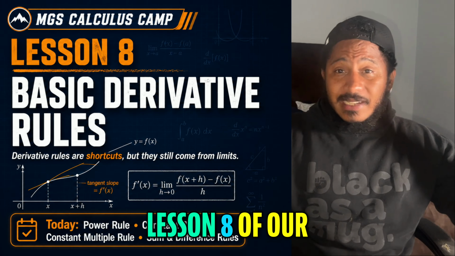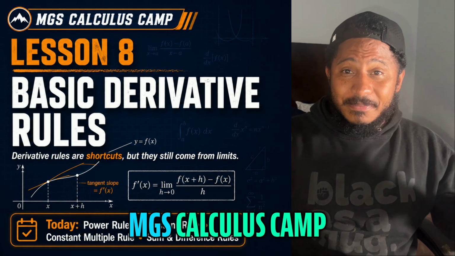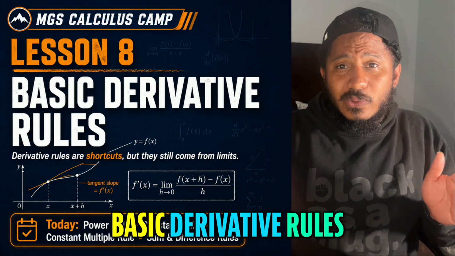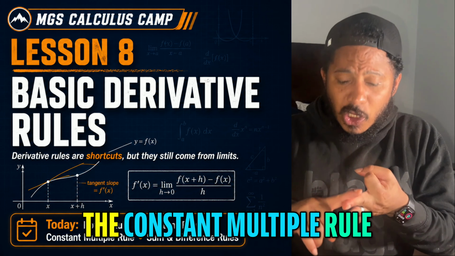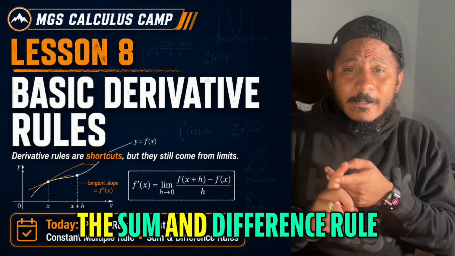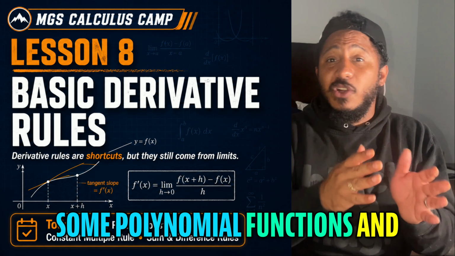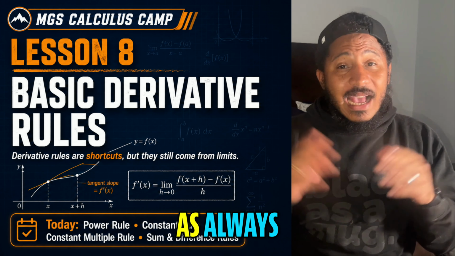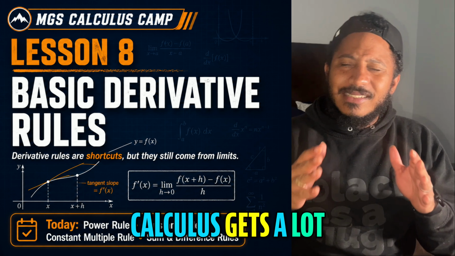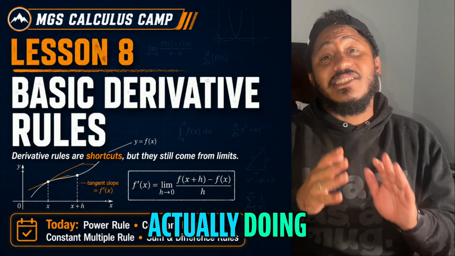All right, so that's it for lesson 8 of our MGS Calculus Camp. Today we learned some basic derivative rules. We used the power rule, the constant rule, the constant multiple rule, and the sum and difference rule. In the next lesson, we'll practice these with some polynomial functions and understand what that derivative actually means. As always, keep practicing. Calculus gets a lot easier if you understand what the graph is actually doing.